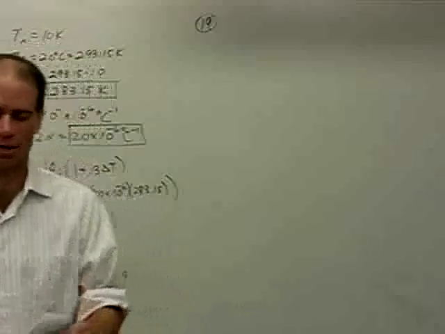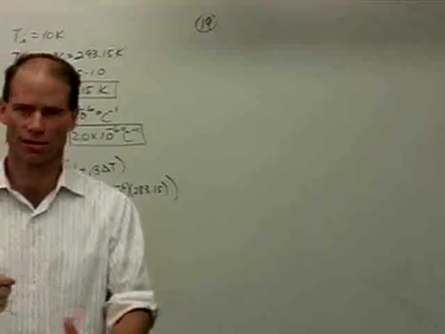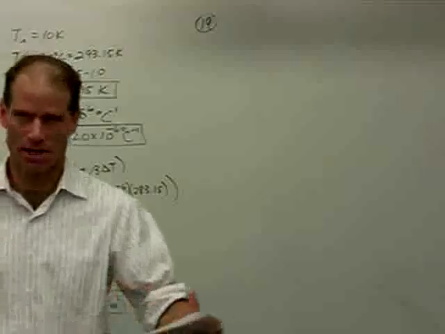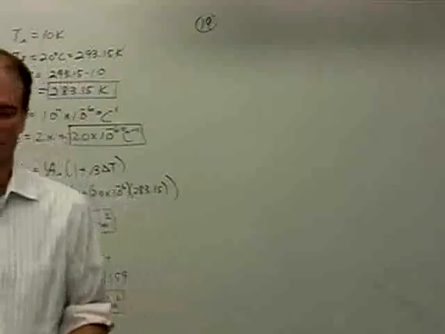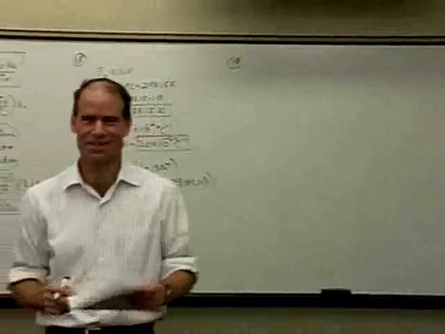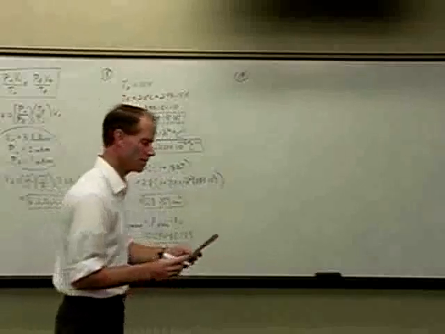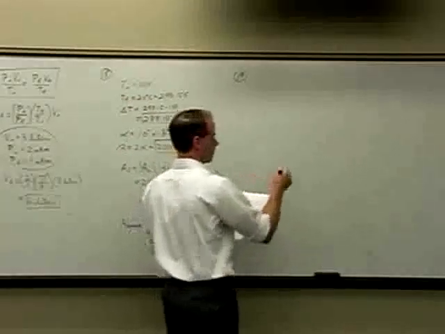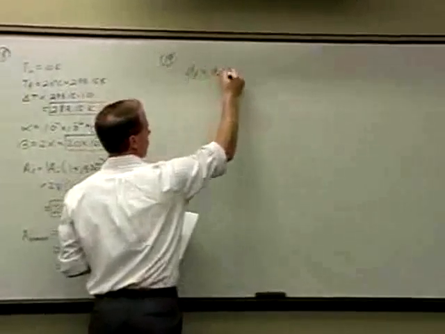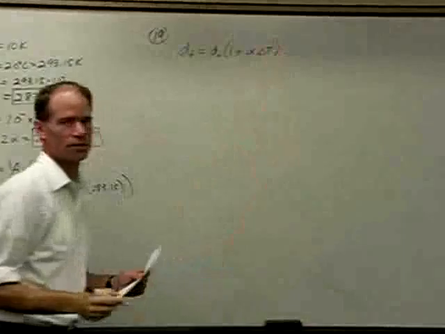So even though the ring itself is a three-dimensional object, and the circle of the ring is a two-dimensional area, we're looking at the diameter, which is a one-dimensional expansion. So we only have to worry about linear expansion in this case, not volume expansion or area expansion. So, let's do this. Our final diameter will equal our initial diameter times 1 plus our linear coefficient times the change in temperature.